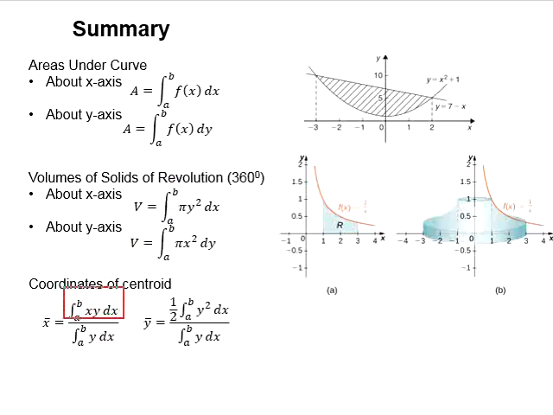After you've done separate integrations, you will have to substitute the boundary conditions and solve for the coordinates. The x prime and y prime that you obtain will be the coordinates of the centroid.